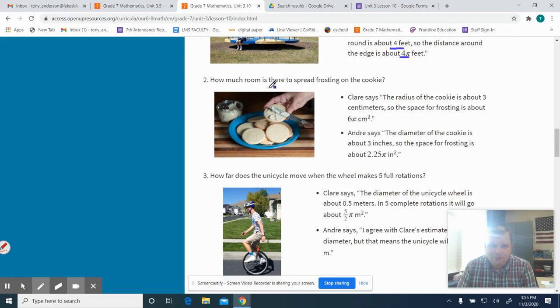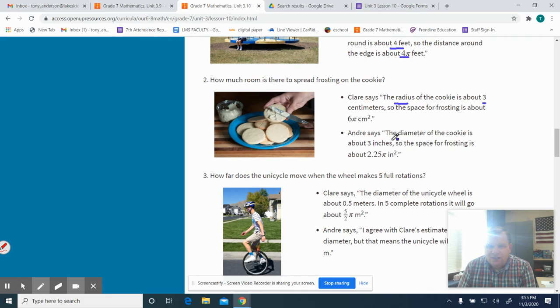On number 2, how much room is there to spread frosting on the cookie? Well, that's the area, because you want all the area on the top of that cookie to be covered. Claire says the radius of the cookie is about 3 centimeters, so the space for frosting is about 6 pi centimeters squared. Well, Claire's mistake is she doubled that to get the diameter. And remember, for area, you're going to need pi times radius squared.